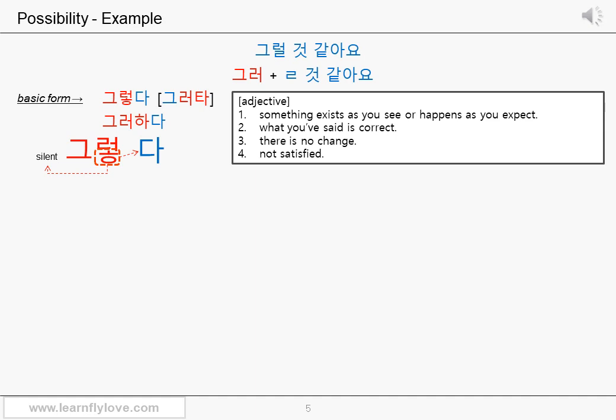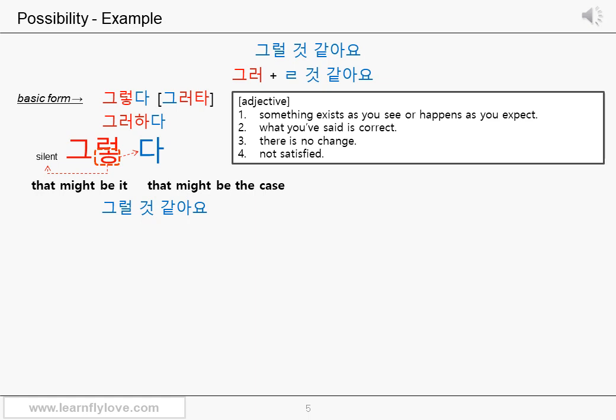Just casually take a look at the meanings. What you need to understand on this page is the first meaning and the second meaning, which are basically the same meaning: something exists as you see or feel, or something happens as you expect it, or what you just said is correct. Now you can guess the meaning of the phrase 그럴 것 같아요, can you? It means what you've just said might be correct. If you want me to directly translate 그럴 것 같아요 into English, I'll say that might be it, or that might be the case. So the be it, or be the case, part can be the adjective 그렇다.